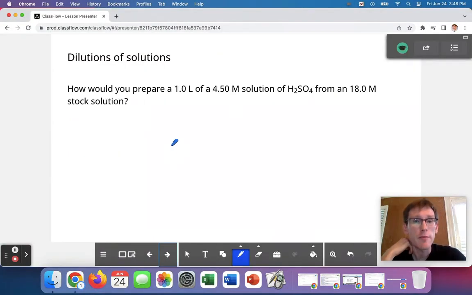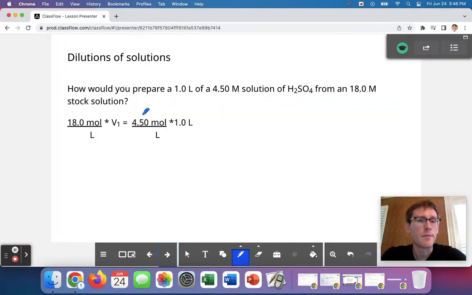So here's a practice problem. How would you prepare 1.0 liters of a 4.50 molar solution of H2SO4 from an 18.0 molar stock solution? Let's give it another sig fig, call it 1.00 liters. Anyway, we can do M1V1 equals M2V2. We take our stock solution of H2SO4 at its initial 18 molar concentration.